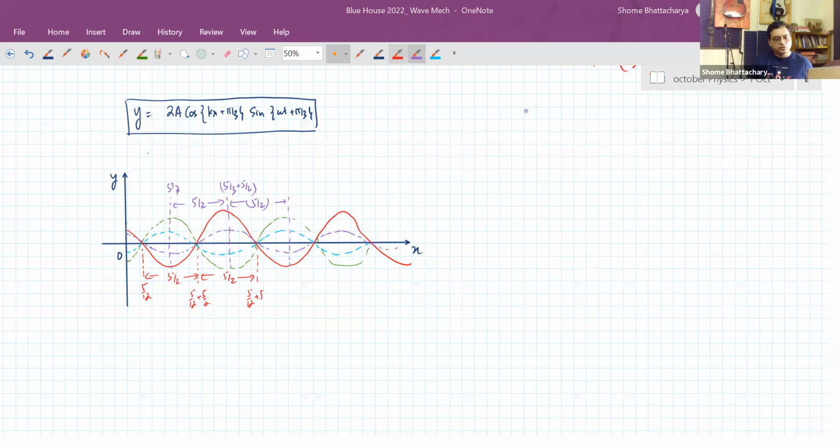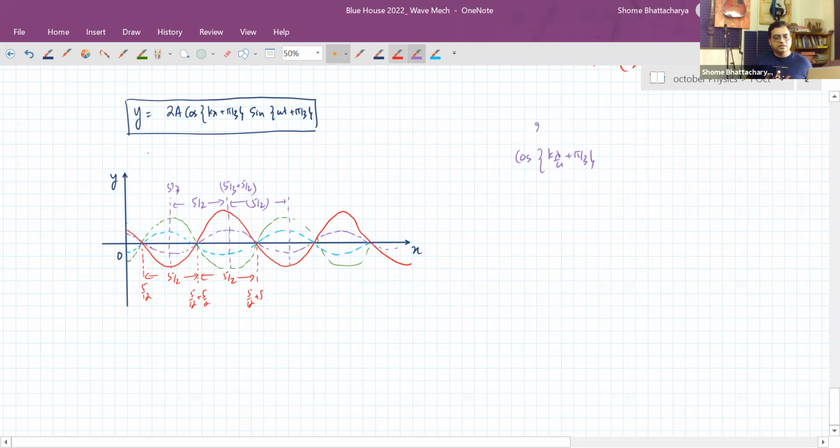Because at lambda by 4, you can see cos k lambda by 4 plus pi by 3, that's not equal to plus minus 1. No? Understood? There is this pi by 3 term. So that makes all the difference.